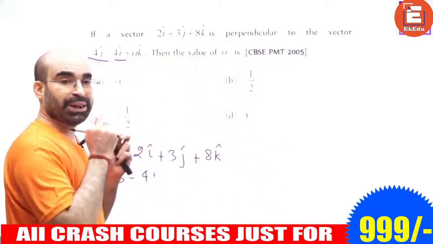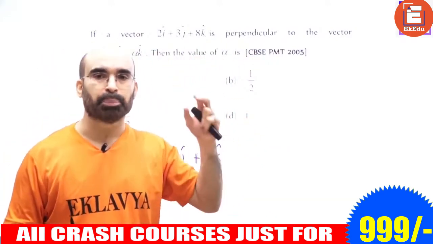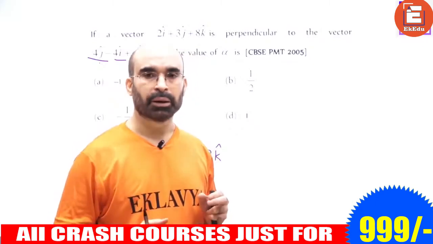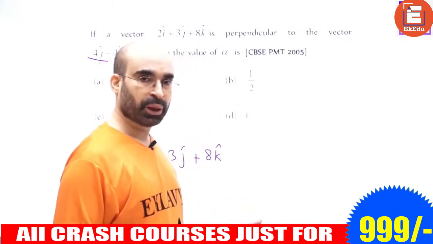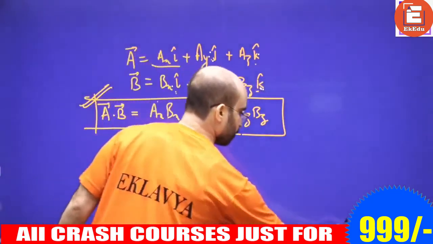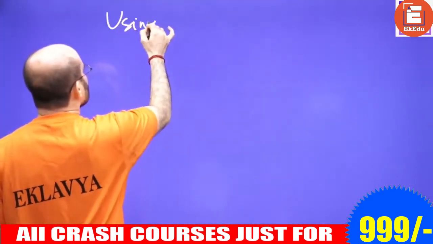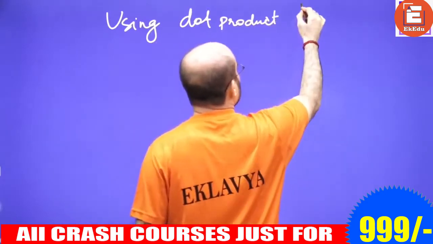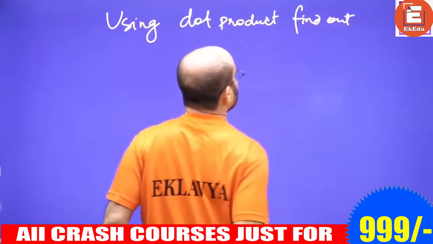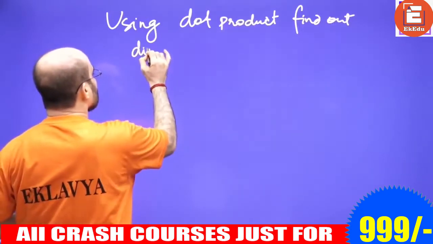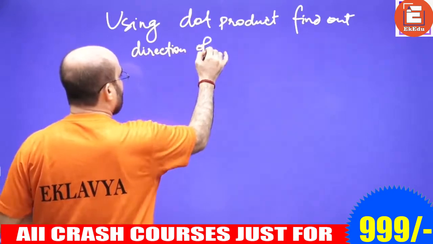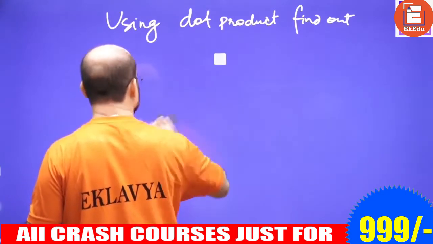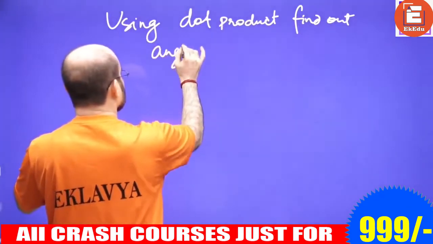But anyway, we need to understand how to find out the angle between two vectors. How to find out the angle between two given vectors, that we are going to do right now. Using dot product, find out the angle between two vectors.